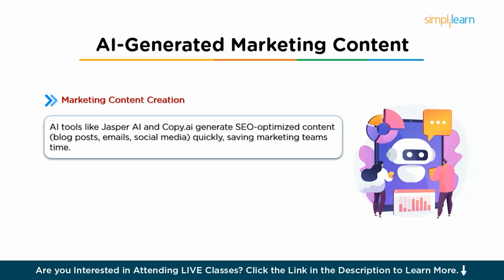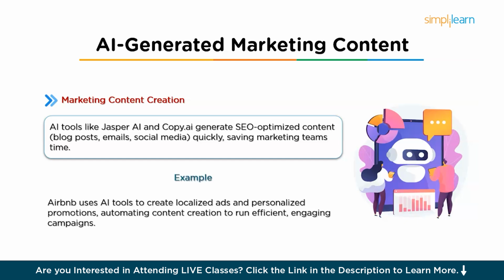So AI tools like Jasper AI and Copy AI are used to generate blog posts, email newsletters, social media posts, and product descriptions. So these tools can produce large volumes of high-quality SEO-optimized content quickly. So for example, Airbnb uses AI-powered tools to create localized content and personalized promotions for users. So by automating much of the content creation process, Airbnb can run personalized campaigns more efficiently.